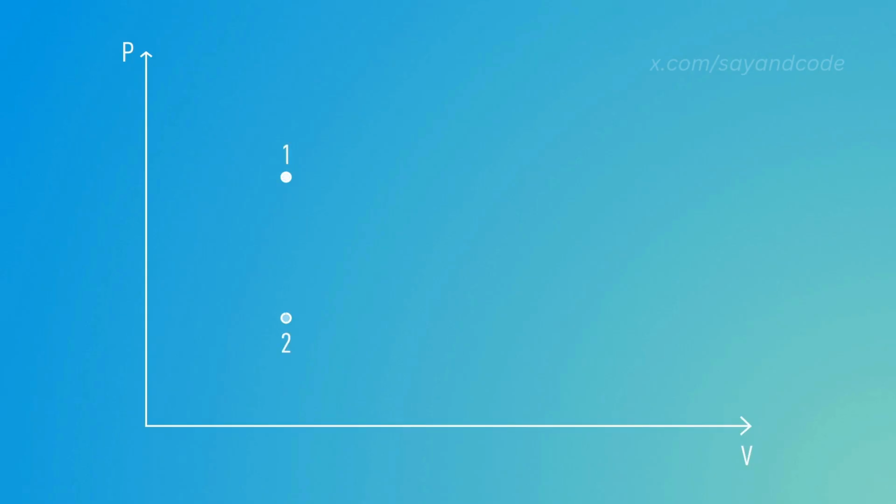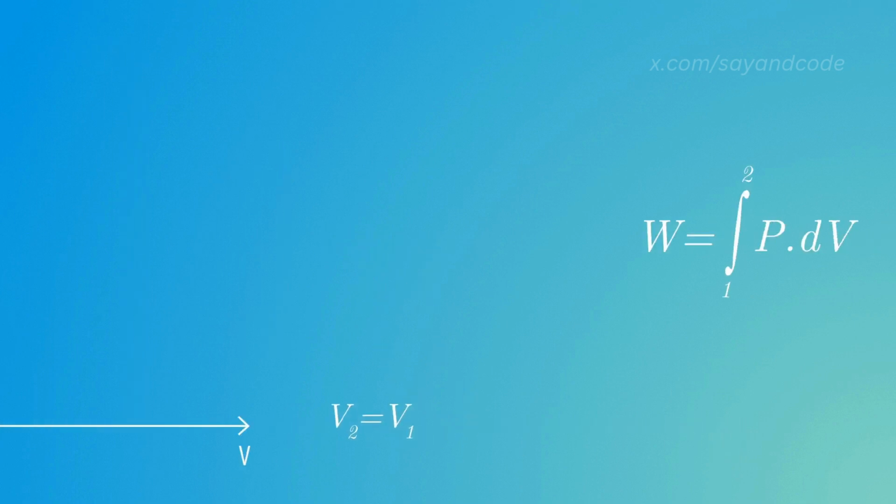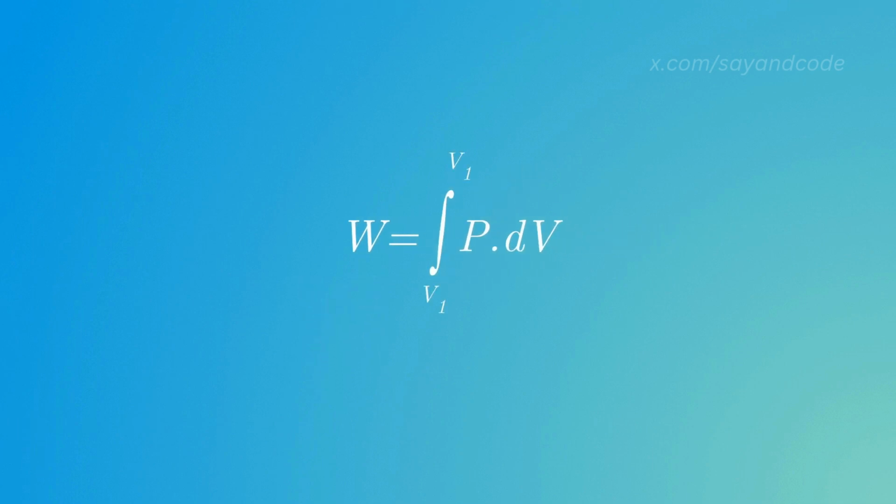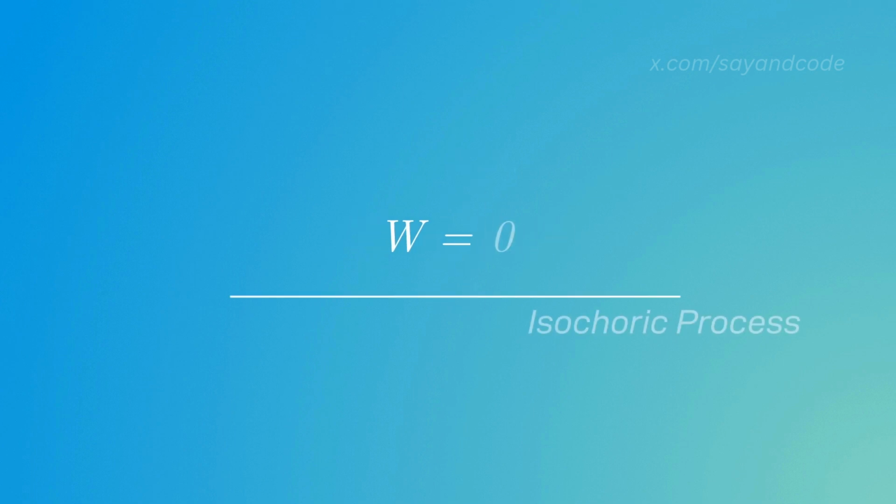In an isochoric process, volume remains constant, or V2 is equal to V1. Then, the equation for work done becomes integral of P dV from V1 to V1. Hence, work done in an isochoric process is 0.